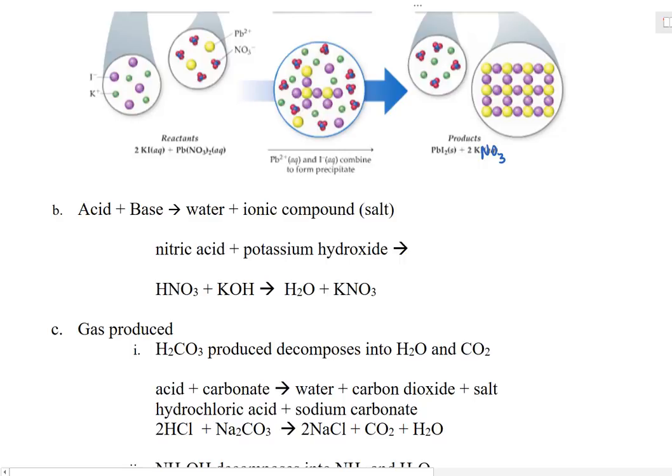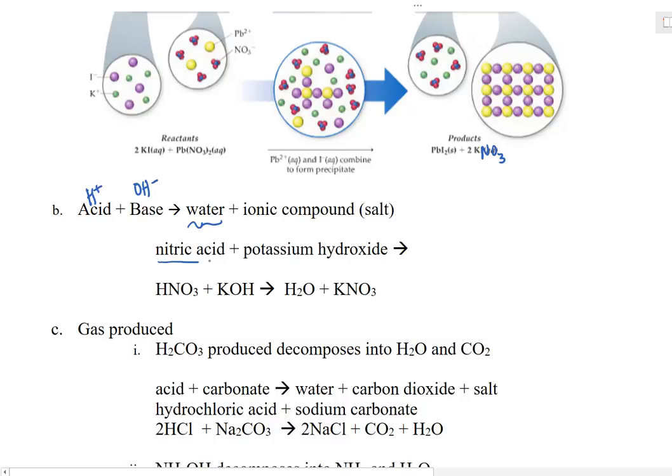The second type of double displacement we'll look at is one where we have an acid and a base. As you know, you recognize an acid because it has an H plus. You recognize a base because it has an OH minus. When we have this kind of double displacement reaction, the H from the acid and the OH from the base are going to combine to form water. And the second compound that we make is going to be an ionic compound, or a salt.